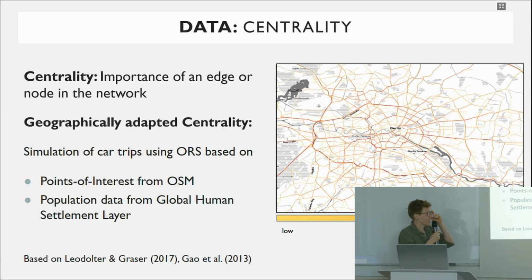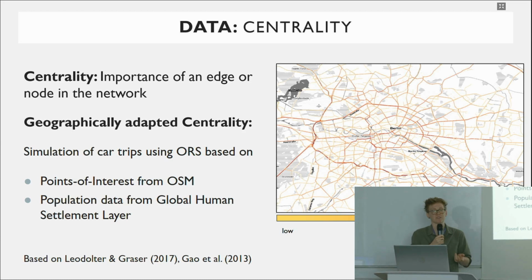Calculating centrality, however, in a geospatial case does not make sense as it's done in the original case. Originally, centrality is calculated by calculating all routes between all nodes in a network and then calculating how often one edge or node is used, basically. But humans don't move around in space evenly, but they move around based on where they live and where they want to go. So that's why we base our centrality indicator on population data, the population density, based on the Global Human Settlement Layer, and points of interest from OSM.